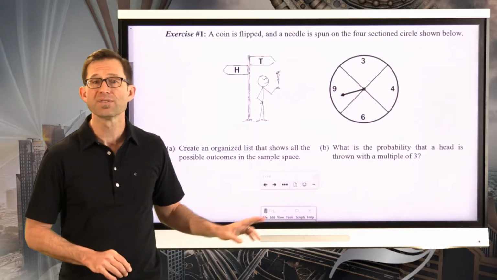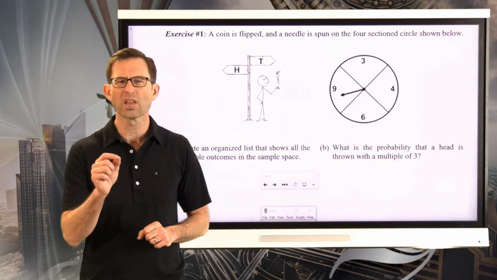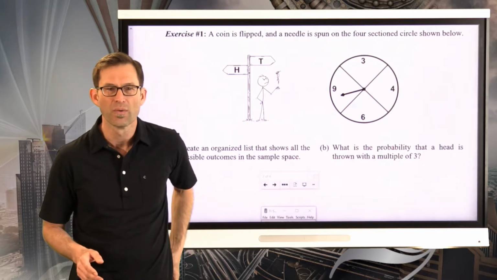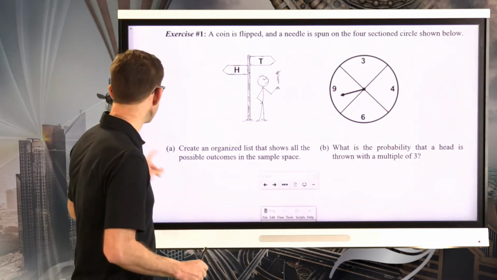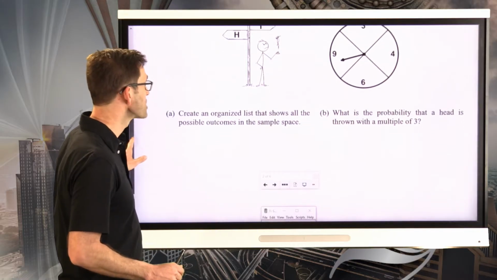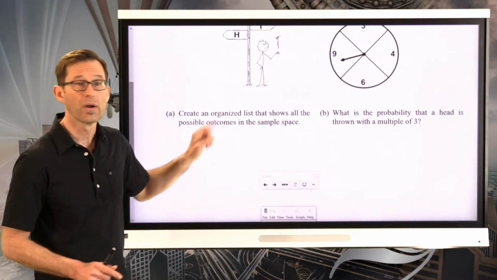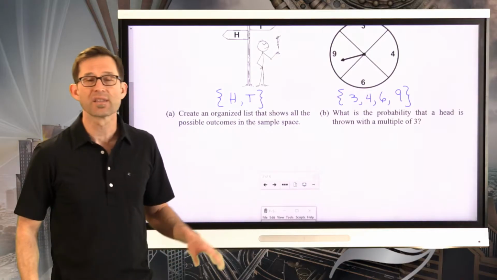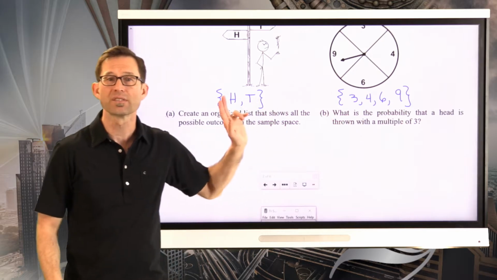As you can probably see, we are going to want to use our calculators just a little bit for today's lesson. If you've got one handy, break it out, and if you don't, that's okay too. Let's take a look at letter A. Now, an organized list. Keep in mind that in this particular simple event, we could get either a head or a tail. And in this simple event, we could get the number 3, the number 4, the number 6, or the number 9. So it's very easy to list out what can happen in each one of these simple events.